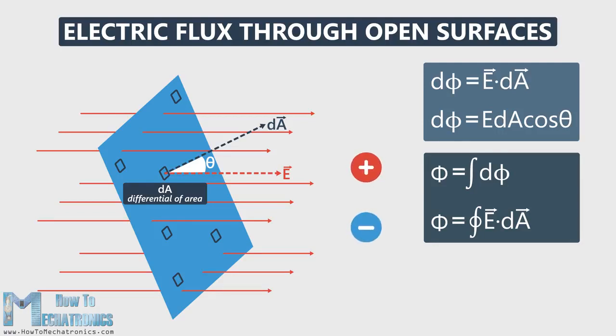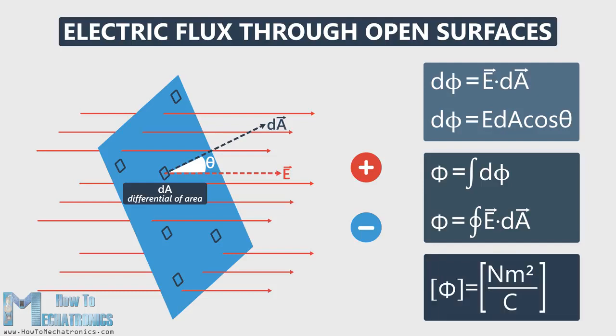It is a scalar quantity and the end result can be positive or negative. If the flux is going from the inside to the outside, we can call that a positive flux, and if it's going from the outside to the inside, that's a negative flux. The unit of electric flux is Newton meters squared per coulomb.